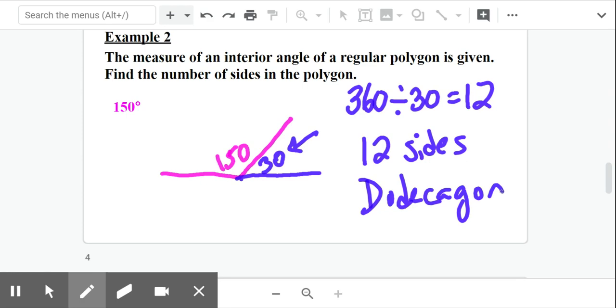Okay, so basically that's all you do. Instead of using the interior angle, you find the exterior angle and then do 360 divided by that. And that will tell you how many exterior angles there are. And therefore, the number of sides and the number of exterior angles is exactly the same. So, the number of exterior angles determines the number of sides.